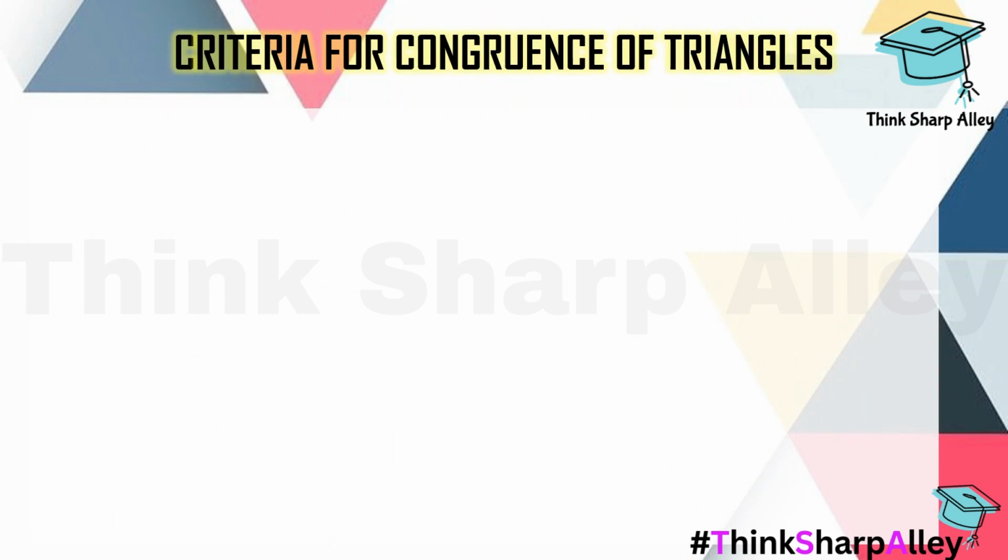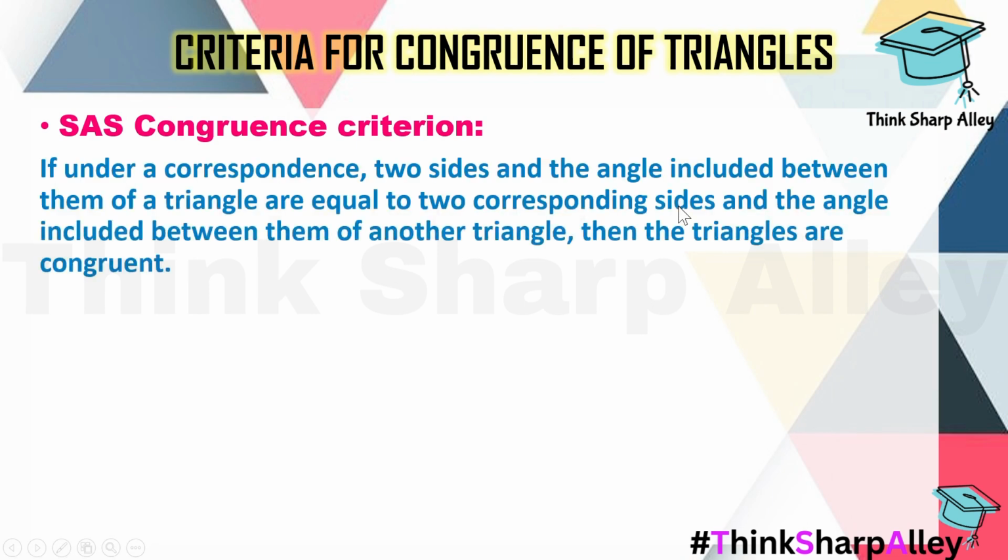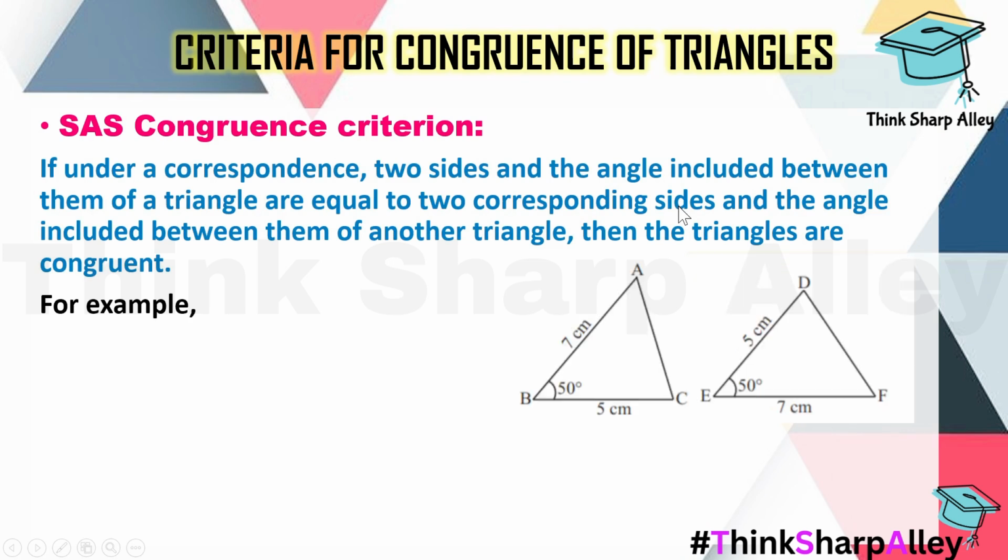Next criteria for congruency of triangles is SAS congruency criterion. In this rule, we need two sides of a triangle and the angle between them. That's why we call it the included angle. For example, you see triangle ABC and triangle DEF. AB is equal to EF, each equal to 7 cm. BC is equal to DE, each equal to 5 cm. And the angle B is equal to angle E, which is in between the sides that we are considering.